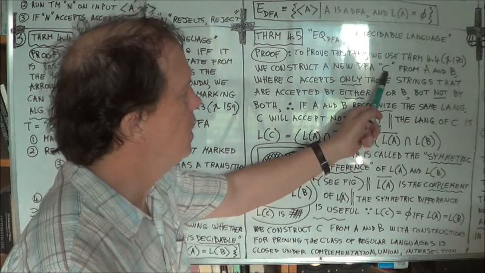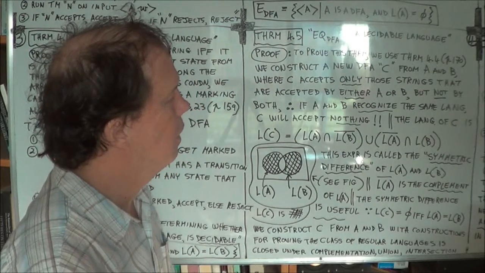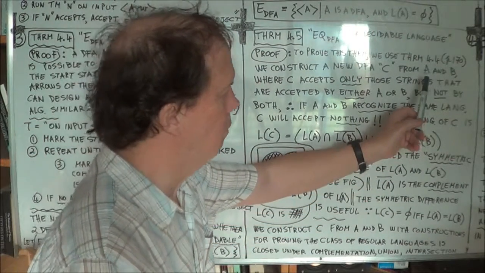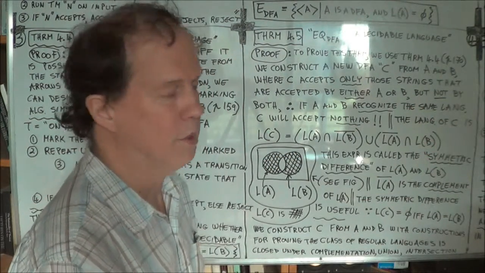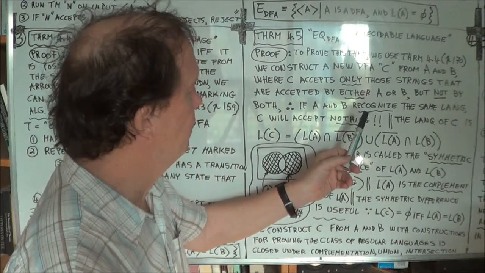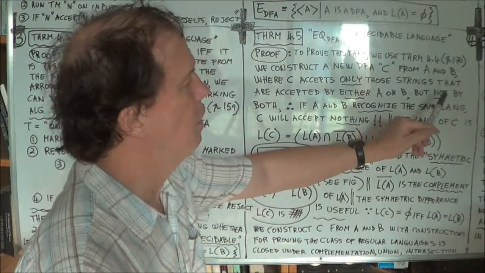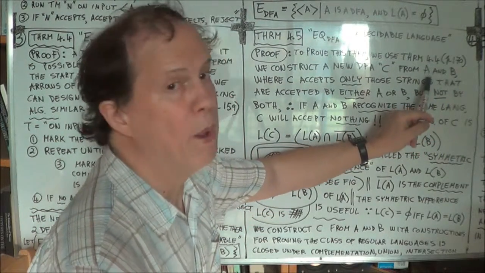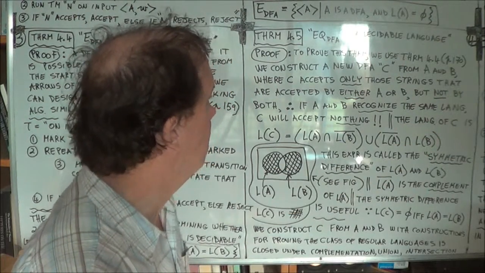And the job of C will be to accept strings that are accepted by A or B, in fact an exclusive OR, but will reject strings that are accepted by both A and B. You got that? Okay.